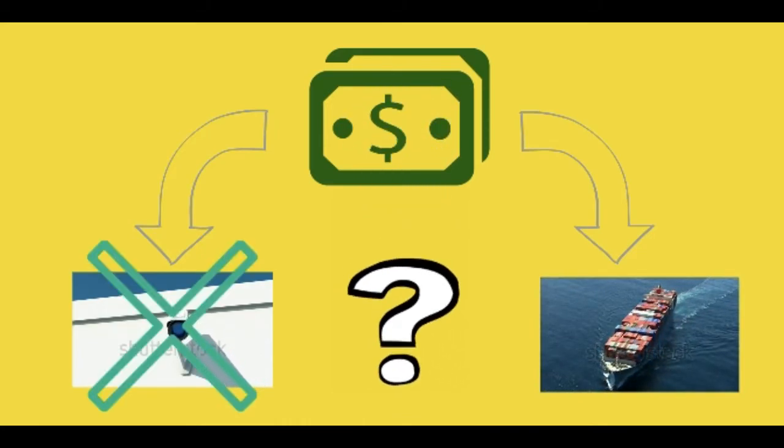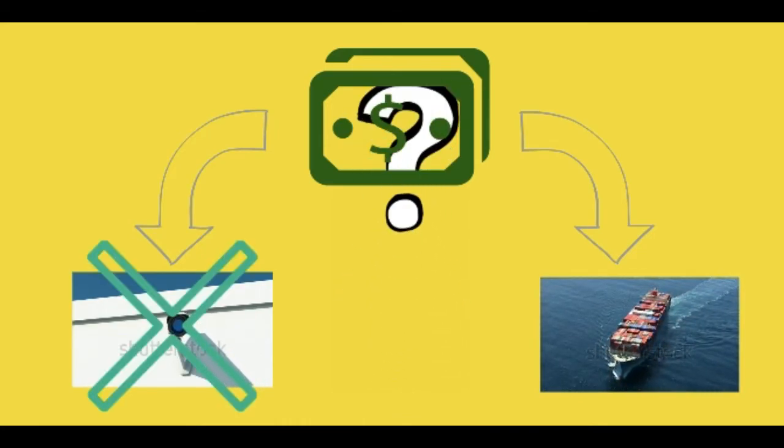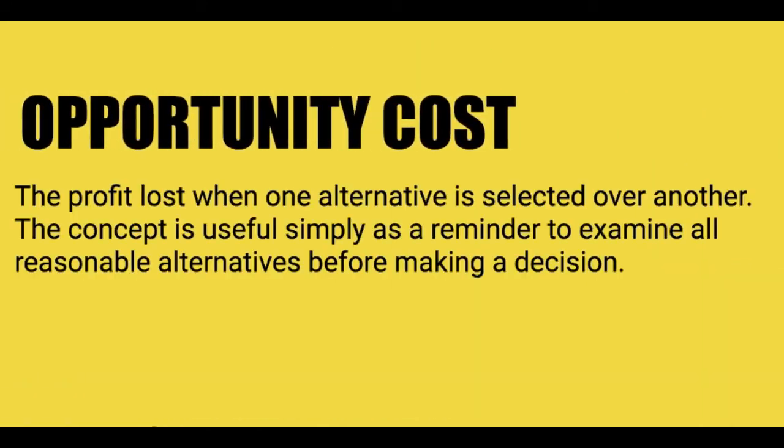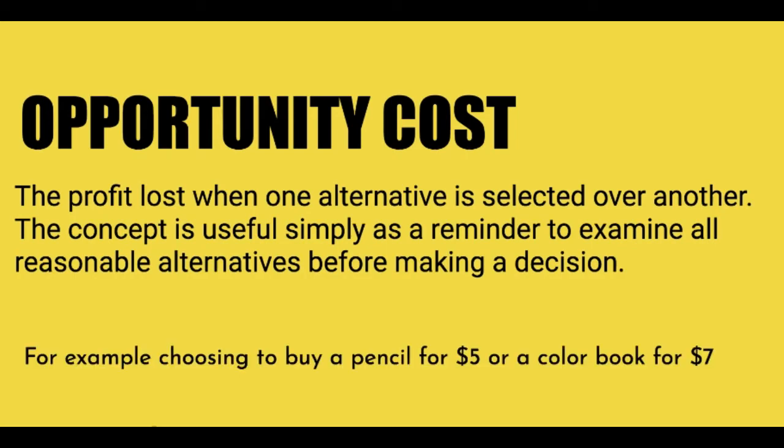No matter which option the business chooses, the potential profit it gives up by not investing in the other option is the opportunity cost. Opportunity cost is the profit lost when one alternative is selected over another. The concept is useful simply as a reminder to examine all reasonable alternatives before making a decision. For example, choosing to buy a pencil for $5 or a color book for $7.